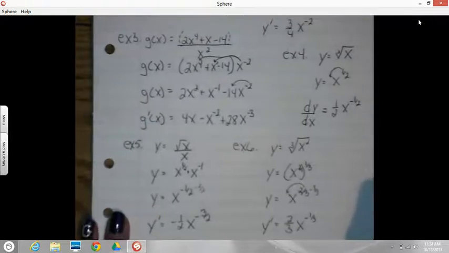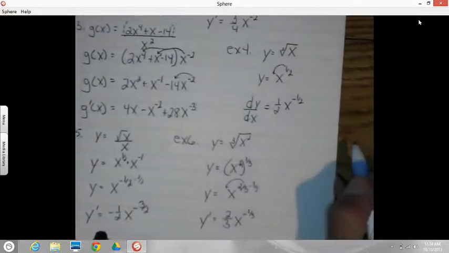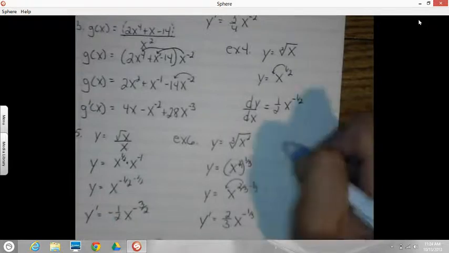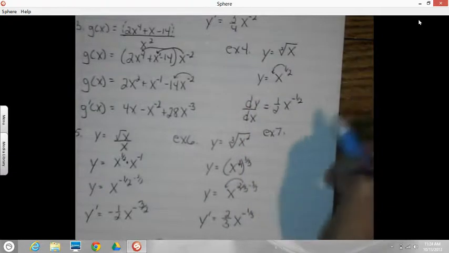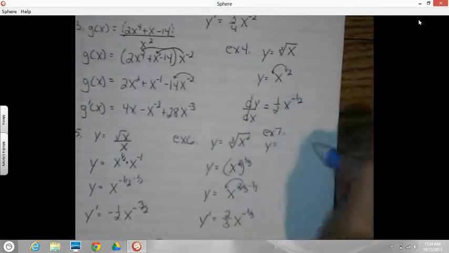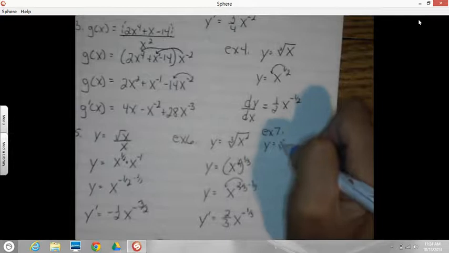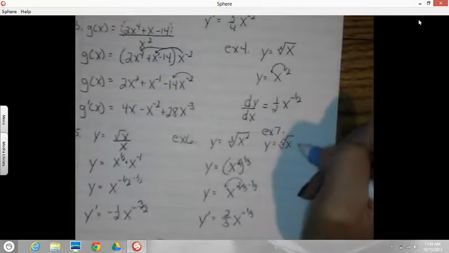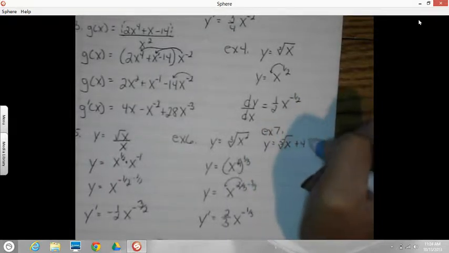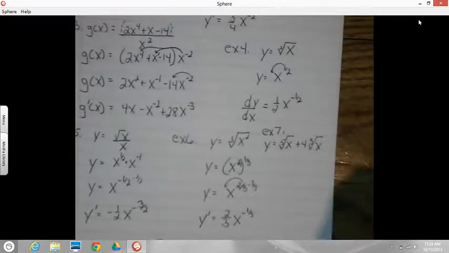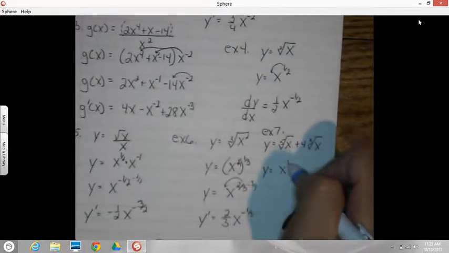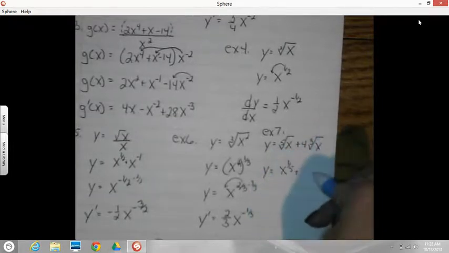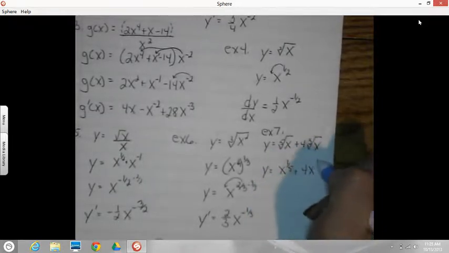And our last one of these, before we get to the story problems, I'm going to squeeze it in here. Let's go y equals the 5th root of x plus 4 times the cubed root of x. So rewriting first, so still y. This will become x to the 1/5. This will become 4 times x to the 1/3.